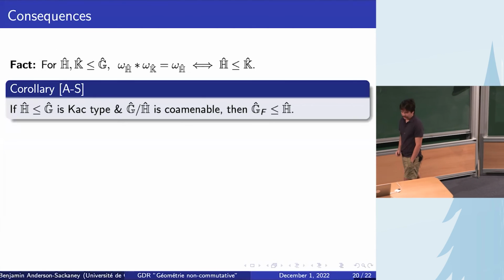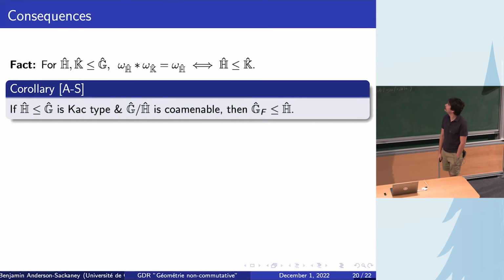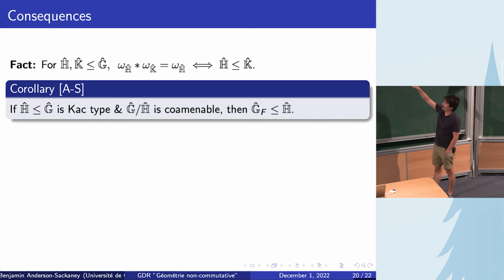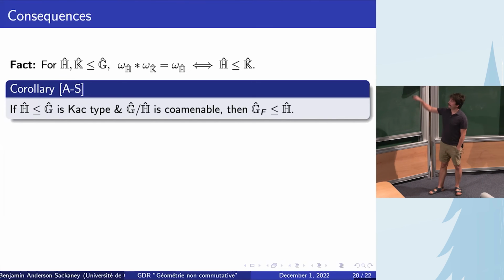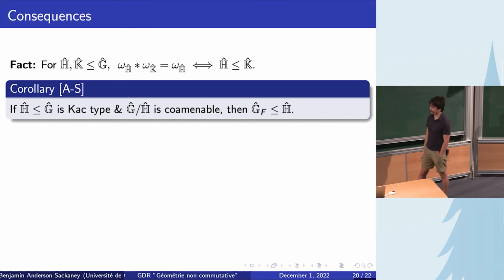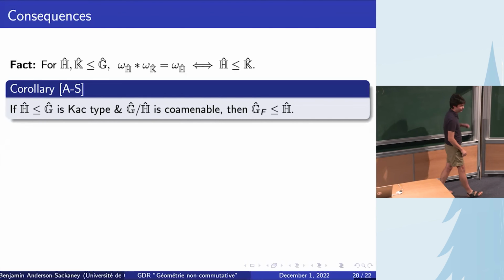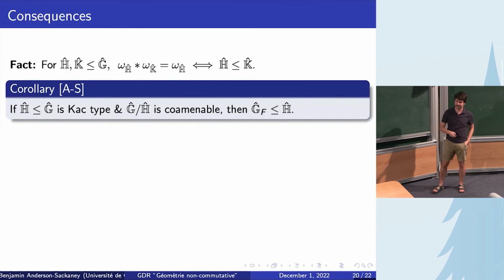Okay? So then what we get are the following consequences of that. First, given quantum subgroups of G hat, the lattice structure corresponds to this natural lattice structure on the idempotent states that are associated with them. And so it turns out, given any Kac type quantum subgroup of G hat with co-amenable quotient, then this GF hat is a quantum subgroup of that thing. So again, this is sort of a different quantum analog of the fact that the co-kernel of the Furstenberg boundary is a minimal thing in terms of amenability.